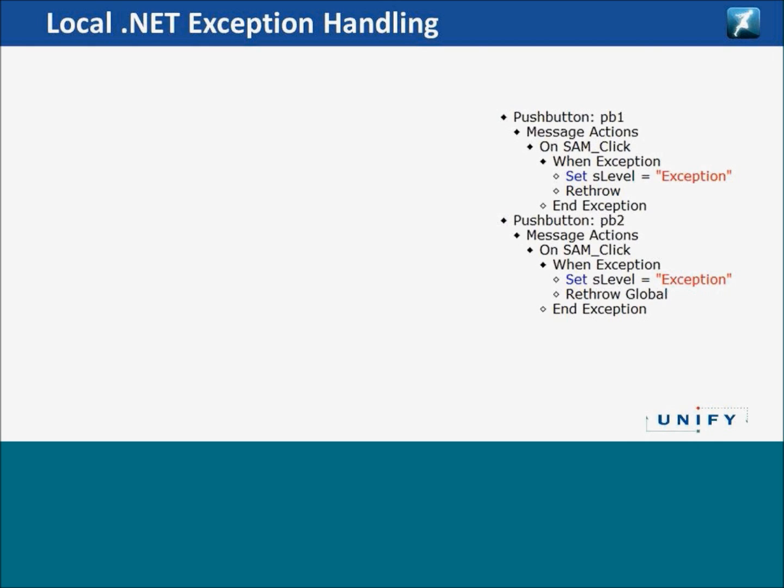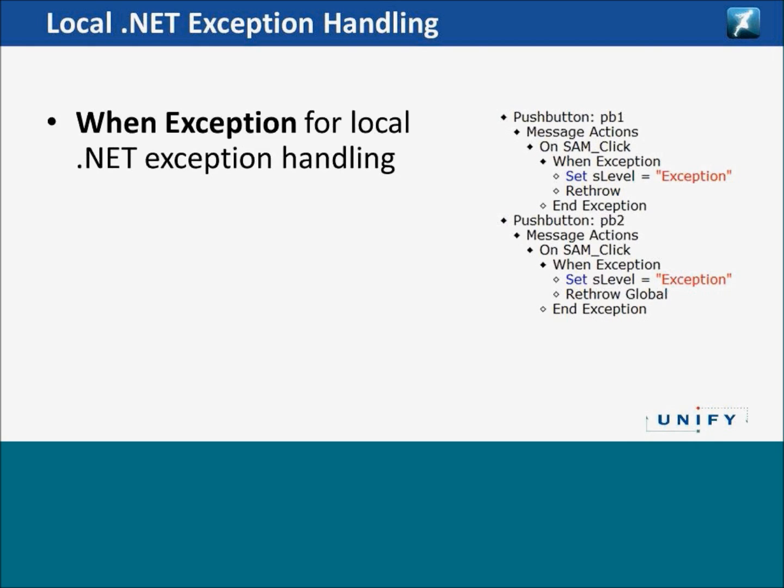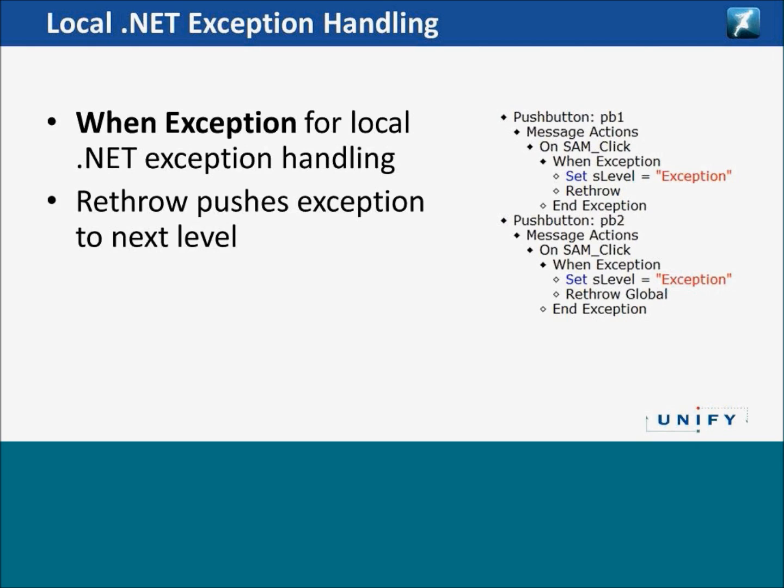Local .NET exception handling is the next new thing that comes in Team Developer 6.1. Basically, we allow you to have a new statement called when exception, and you can put that into your local code. And when an exception happens, then the code below when exception will be executed. Additional to when exception, we have a statement called rethrow, which pushes the exceptions to the next level.